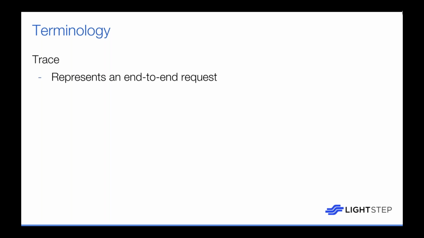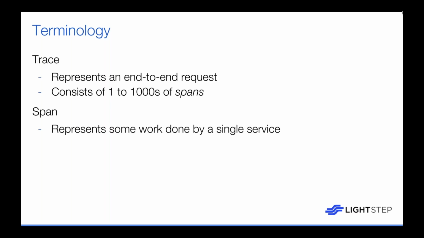Just to break into the terminology: the trace represents the end-to-end request. That's a single trace. And a trace consists of maybe one, but maybe thousands of these individual spans. A span is just the work done, or some of the work done, by an individual service as part of this request. In the end, it's really just a timed event and some metadata. So it has some duration associated with it and some additional information that tells us about what happened.